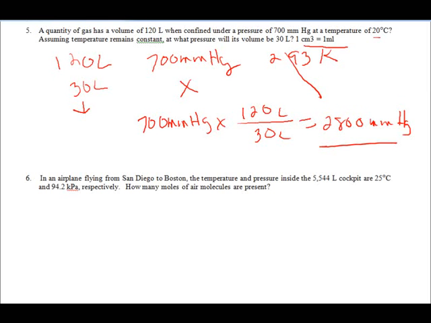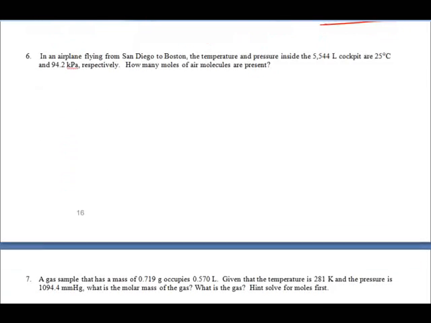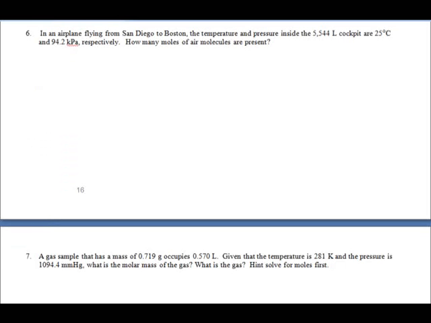Let's go on to number 6. It says in an airplane from San Diego to Boston, the volume inside is 5,544 liters. The temperature and pressure are 25 C and 94.2 kPa. How many moles of air are present? So this is PV equals nRT. I'm solving for n. I divide both sides by RT, so this cancels. My equation is PV over RT.